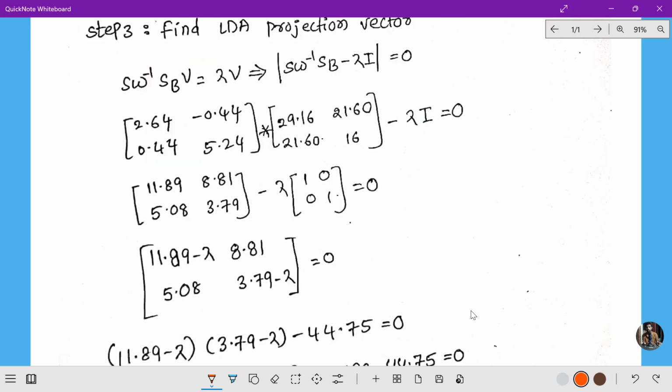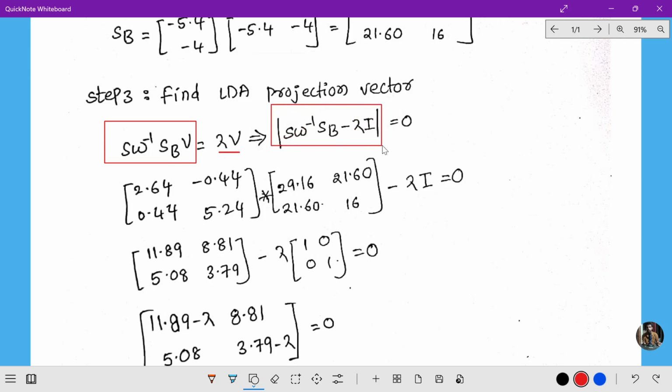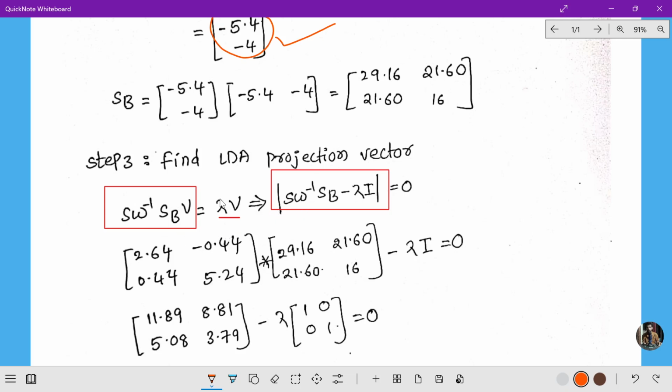The third one: now we'll do the LDA projection vector. When we find the projection vector, please remember all of you, this is the formula: SW inverse SB V is equal to lambda V. We can also write this as the determinant of SW inverse SB minus lambda I. Now we have already received this SW value.